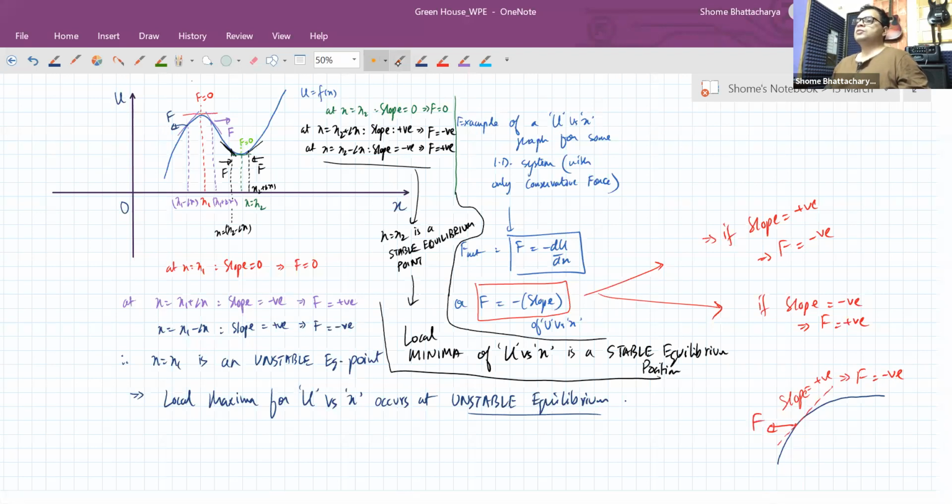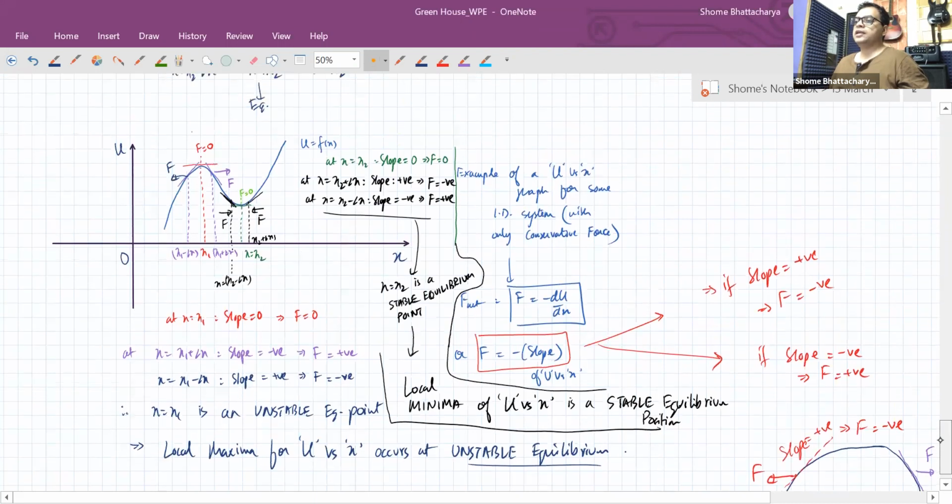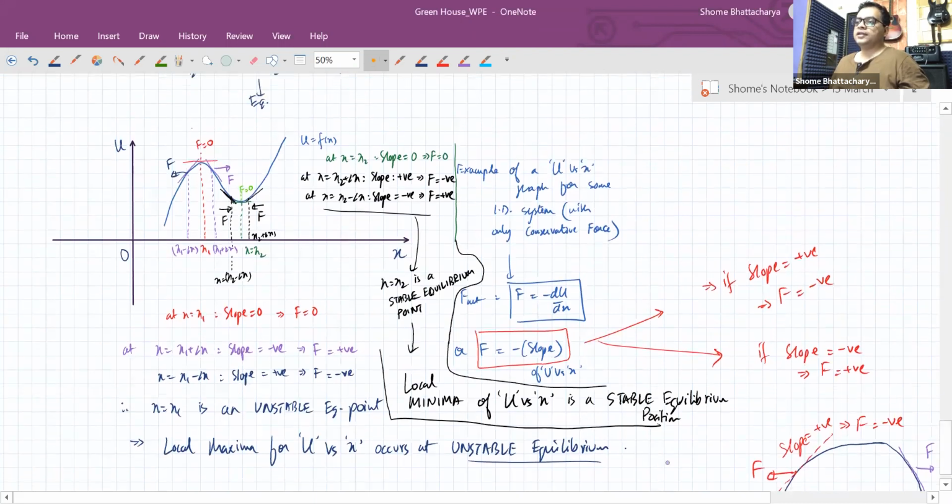Okay. Whereas you have some other point, the graph is going like this. So at this point the slope is negative. So the force will become positive. Okay, so this is how by just looking at the shape of the potential energy graph, we can tell at which point the force is zero, at which point the force is positive, and at which point the force is negative. And therefore, at which point we have stable equilibrium position, that is the local minima, and at which point we have the unstable equilibrium, that is the local maximum.